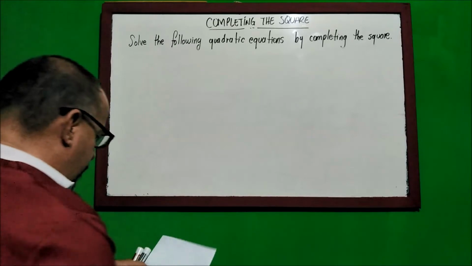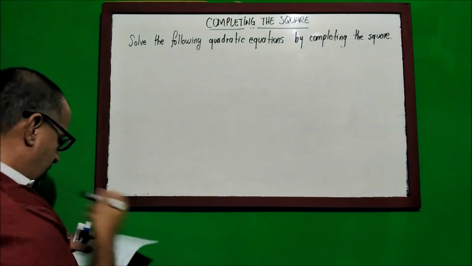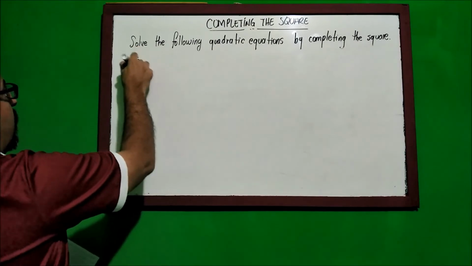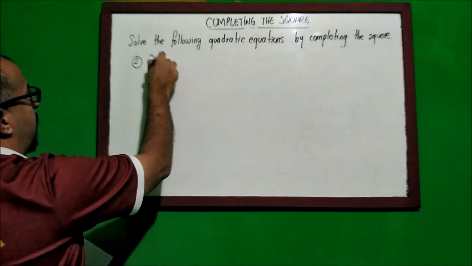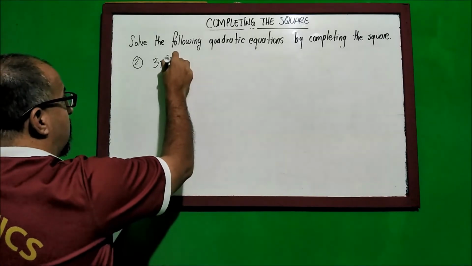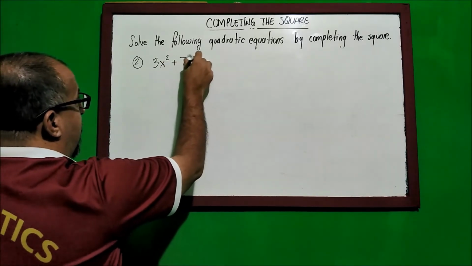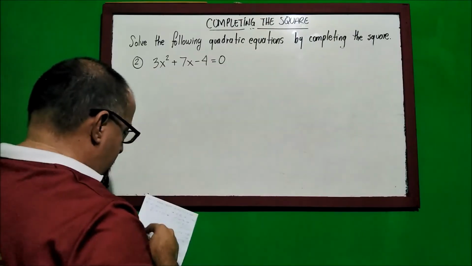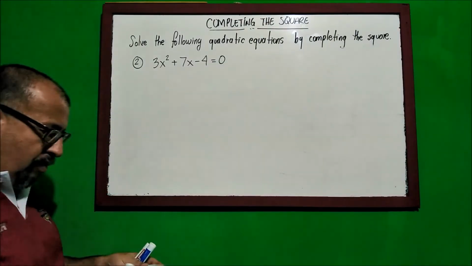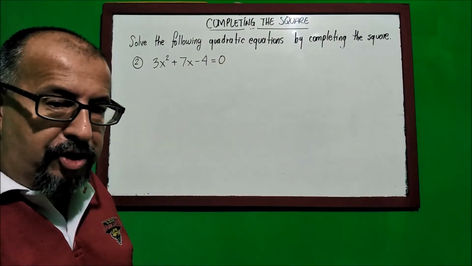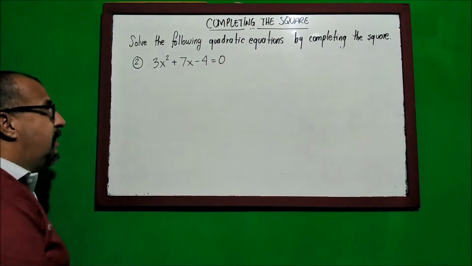With another equation. The equation is this one. Problem number 2 will be 3x squared plus 7x minus 4 equal to 0. Okay? So, we're going to see what is the condition that we're going to have in this problem.